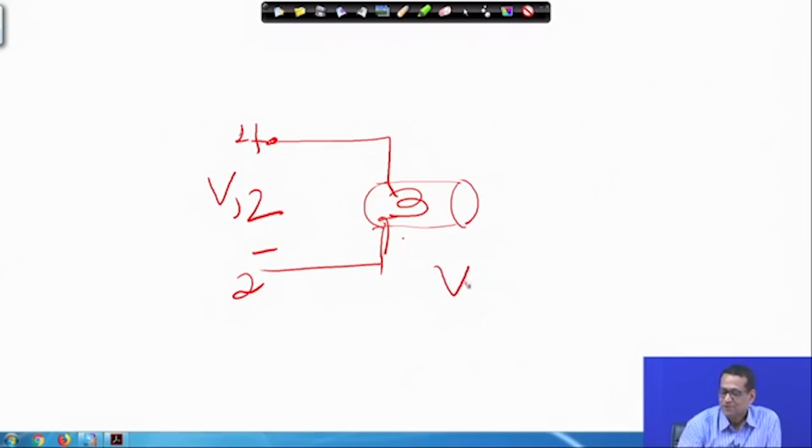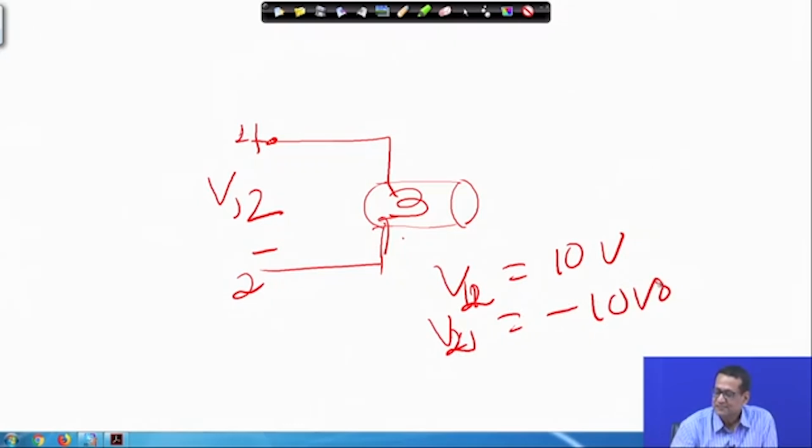So, if V12 is equal to say 10 volt, this is plus, this is minus, therefore V21 will be minus 10 volt, right. If you make V12 10 volt, then V21 will be minus 10 volt. This is understandable, right.